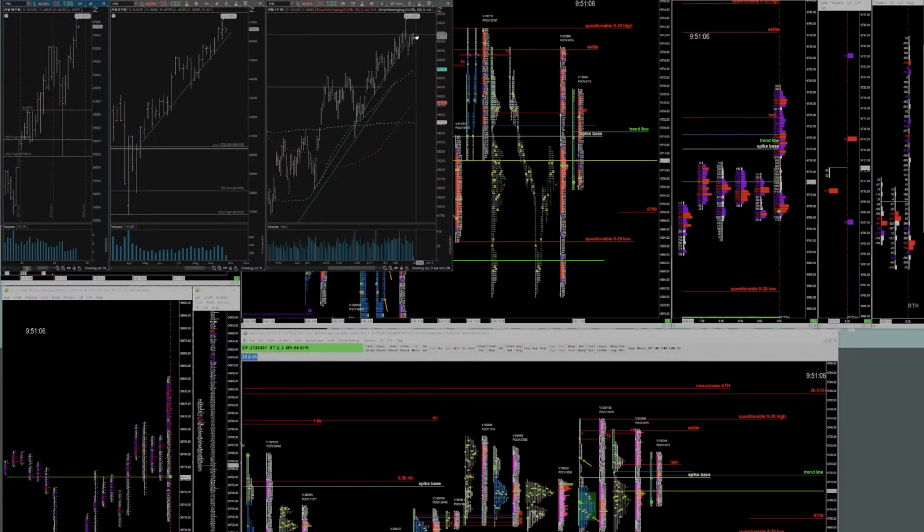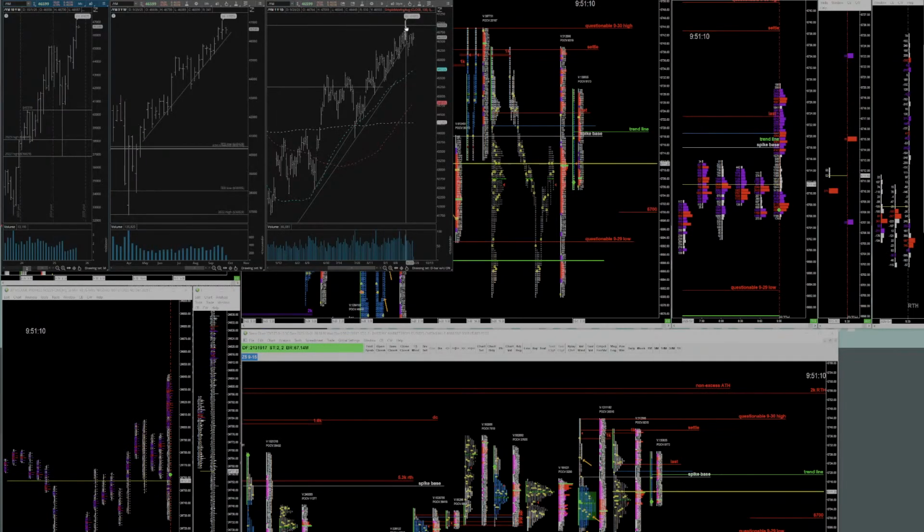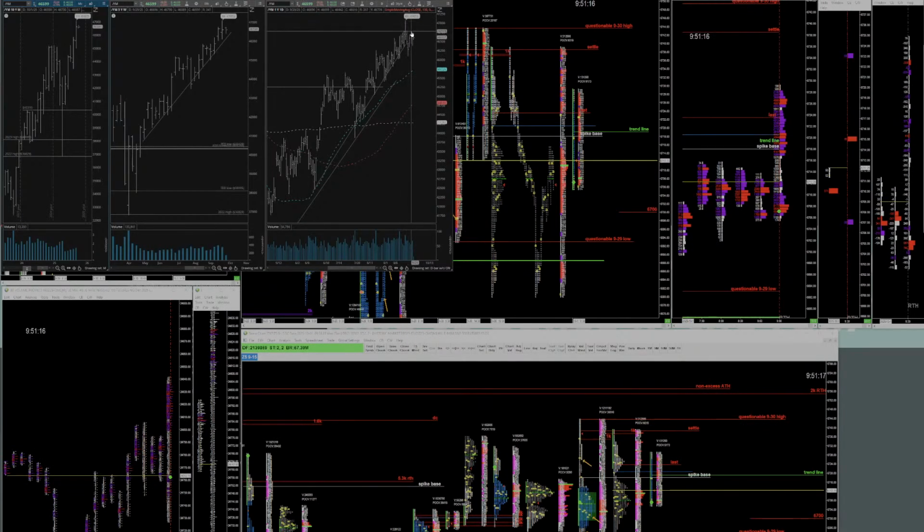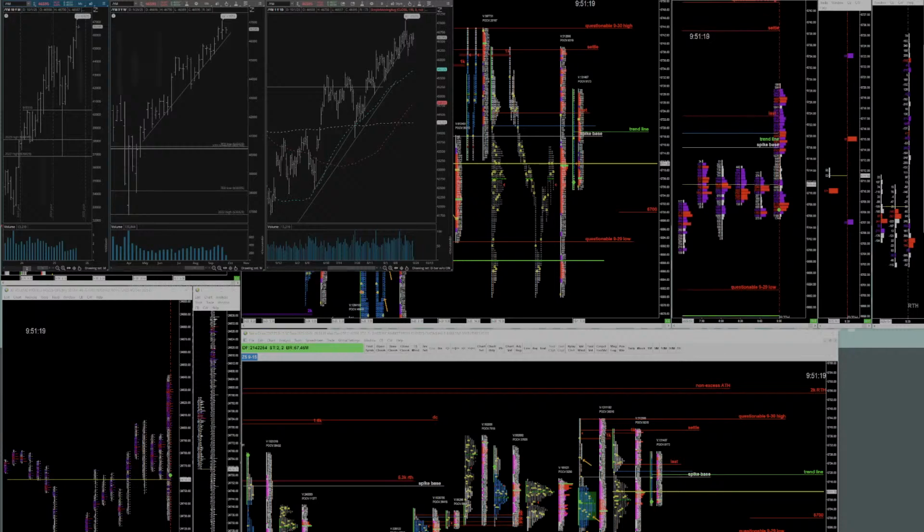I want to see if the market can challenge this high and be sold from this area, maybe before taking this high. No, I don't know. No?